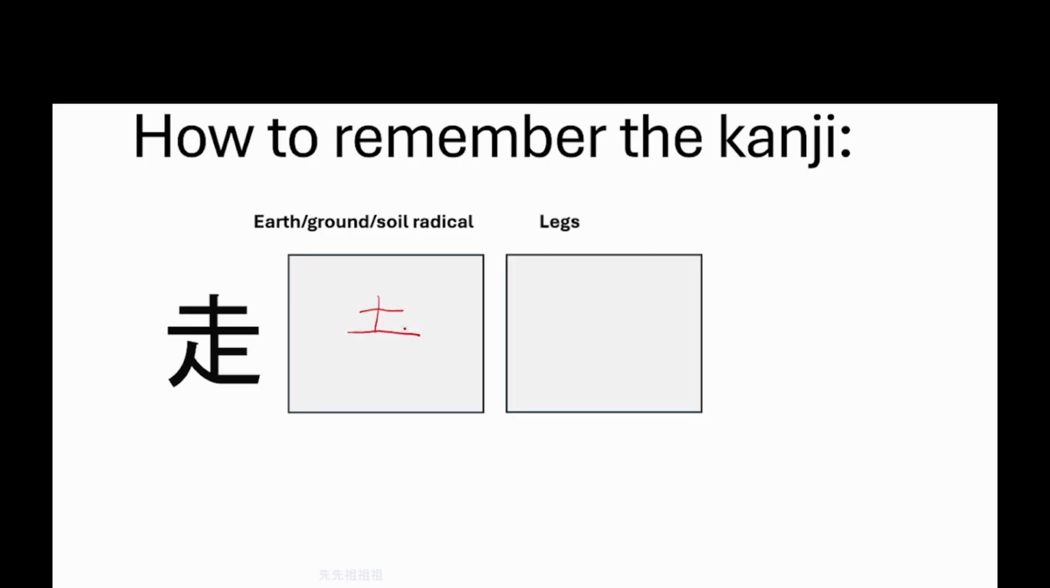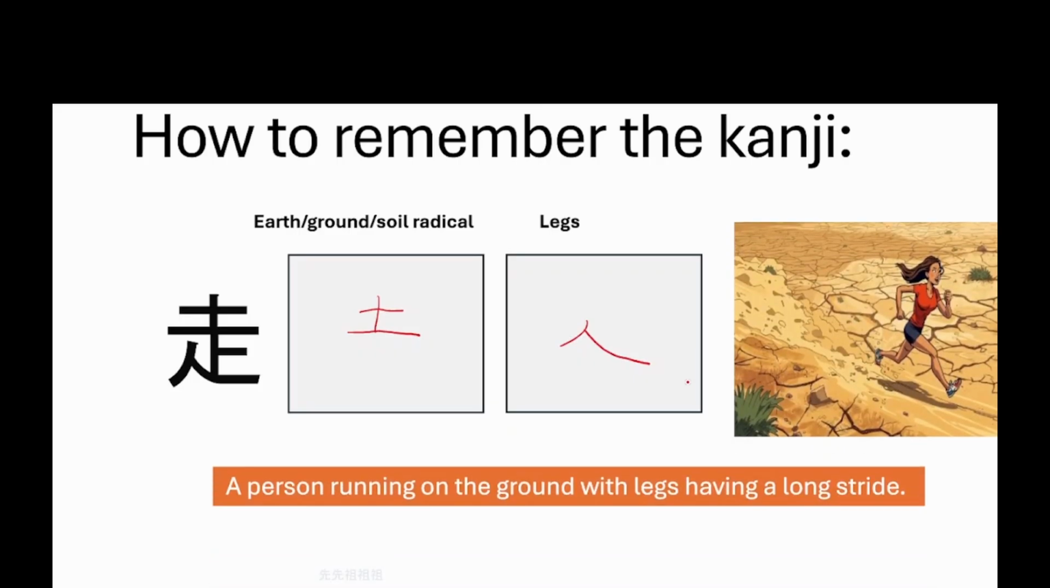And then on the lower left corner is the legs. And as you can see, the legs are striding. They have a long stride. Like when you're running, you have to stride. You have to have a long stride so you can cover more space, right? Like this photo. You can remember it as a person running on the ground with legs having a long stride. Running. The verb hashiru means to run.